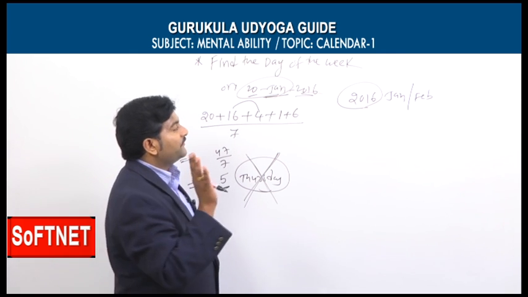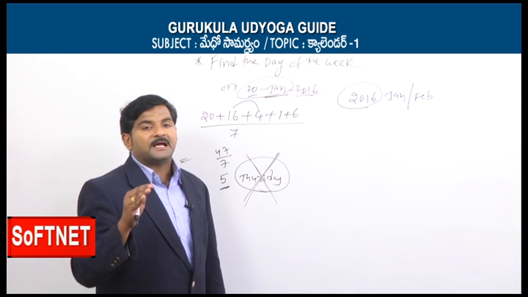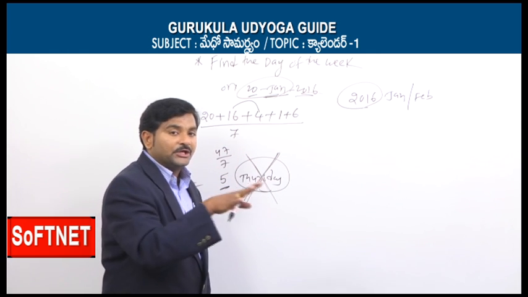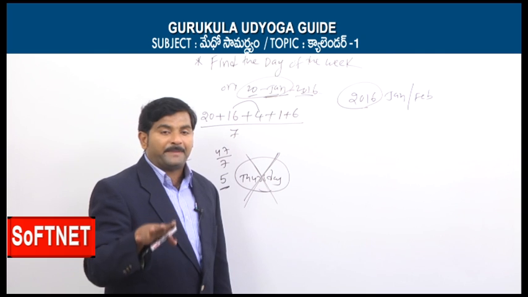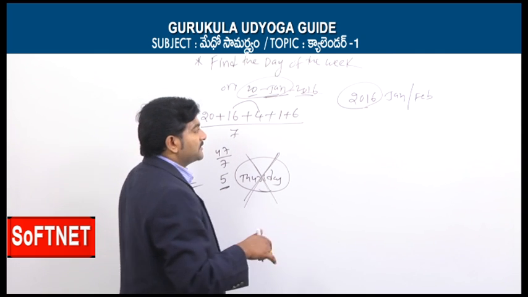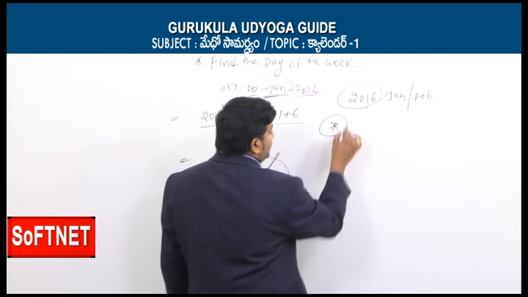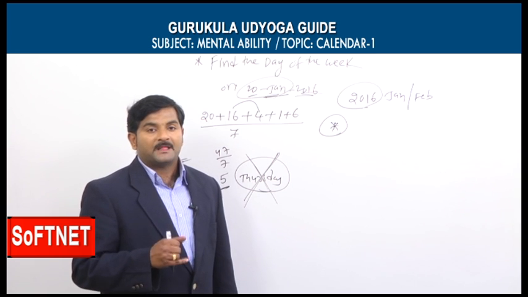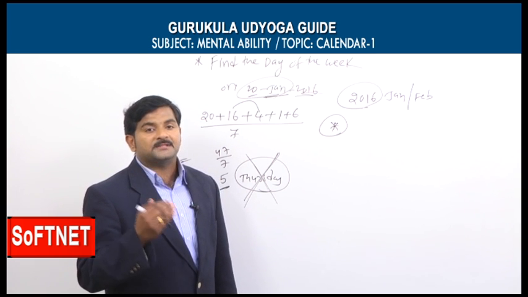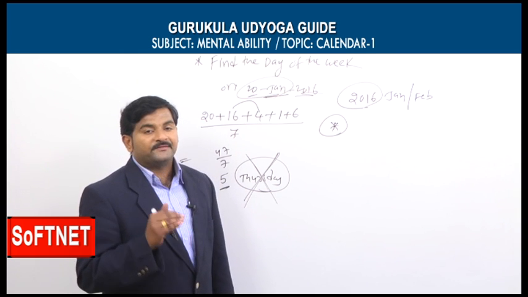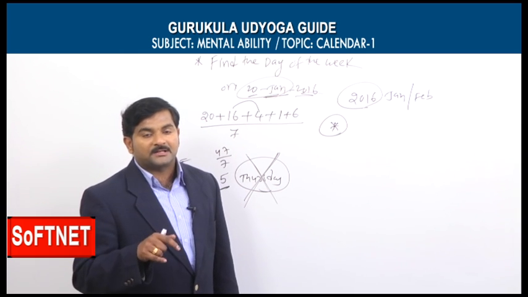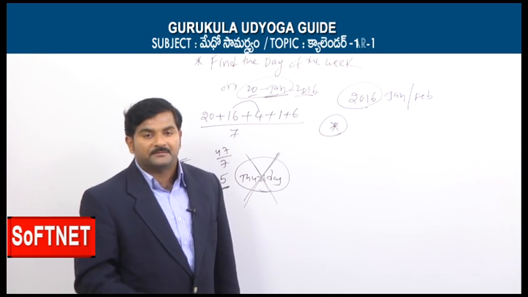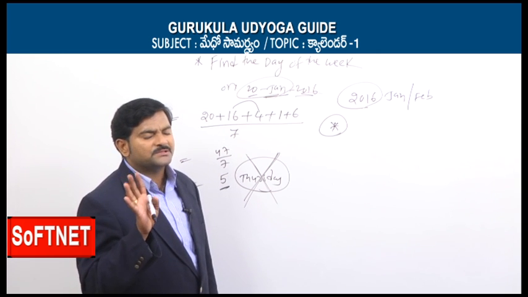Why? Because if it is a leap year, in February we have 29 days. So the January and February months are the only two months that are impacted if you take a leap year. That's why we have this note: if the given year is a leap year and the given date falls in the month of January or February, we have to reduce the remainder by 1. Remember this.